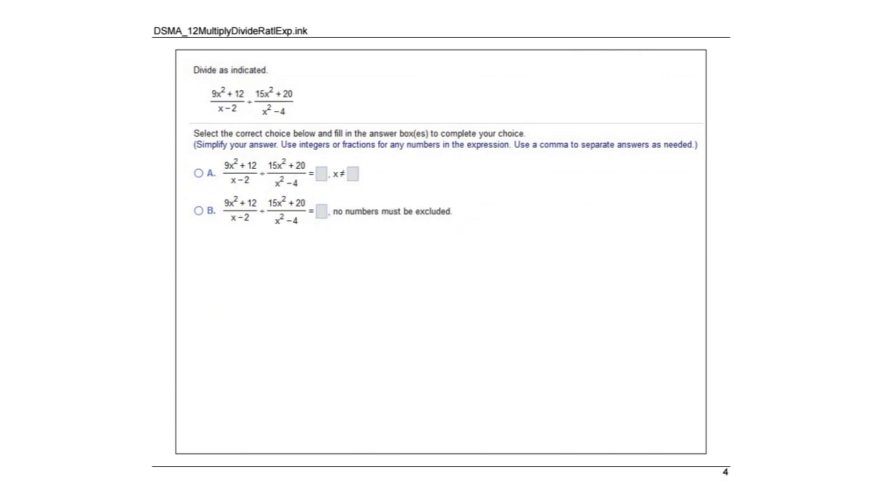All right, this is starting to get more interesting. Let's go ahead and factor first before we divide. So on the top there, I'm going to look for a greatest common factor first. Looks like I could pull a 3 out of there. I can't pull any x's because the 12 doesn't have an x.